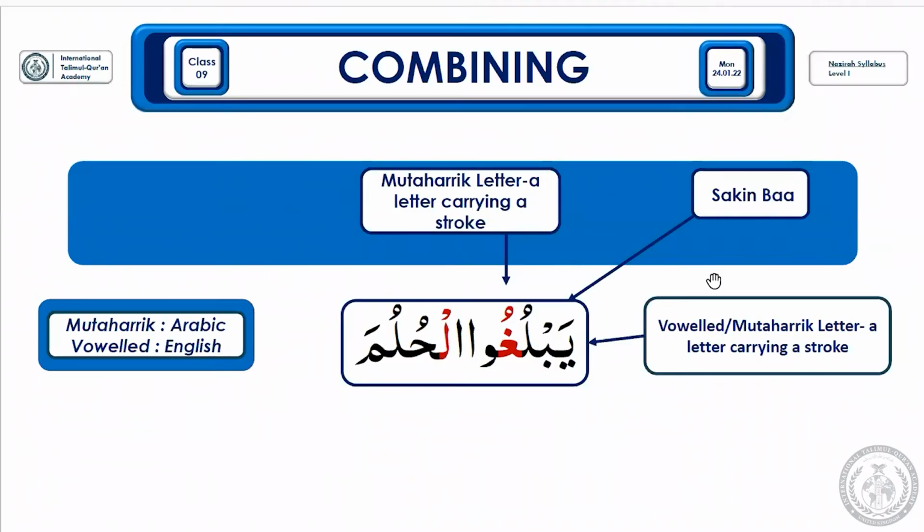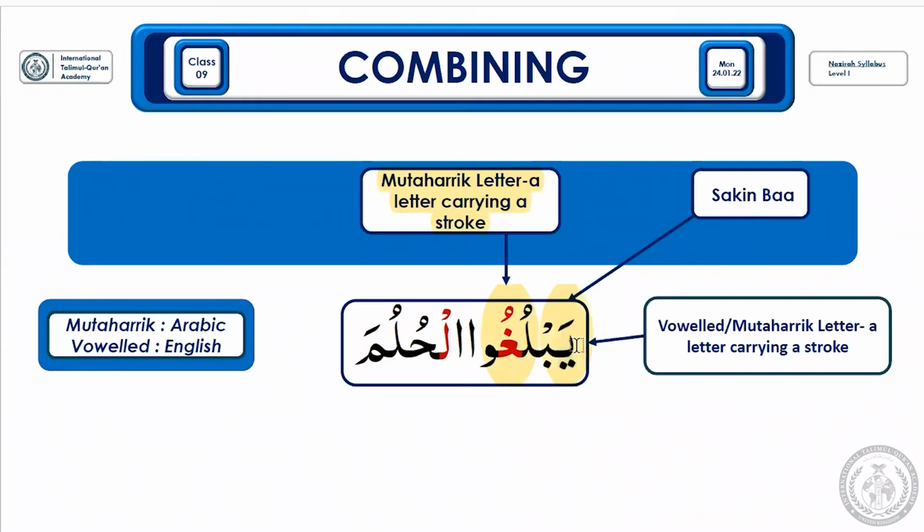Already looked at in previous weeks. Okay, a mutaharrik letter. A mutaharrik letter is any letter that carries a stroke. In this case, for example, this ghain that you can see in red is a mutaharrik letter. It has a dhamma. Similarly, this lam is a mutaharrik letter because it has a dhamma. Likewise, this ya over here.